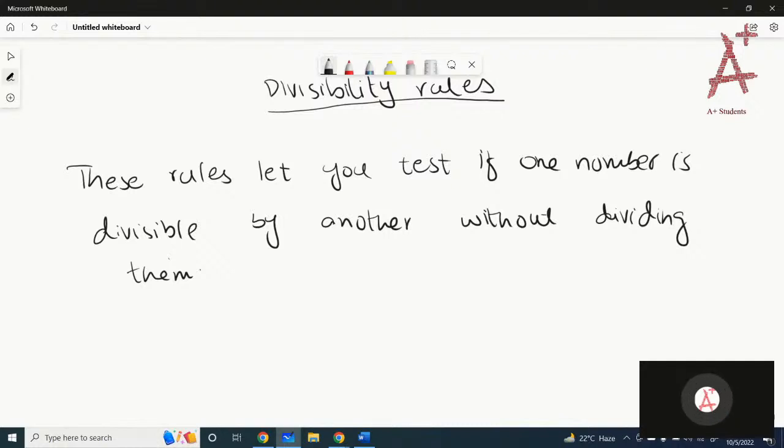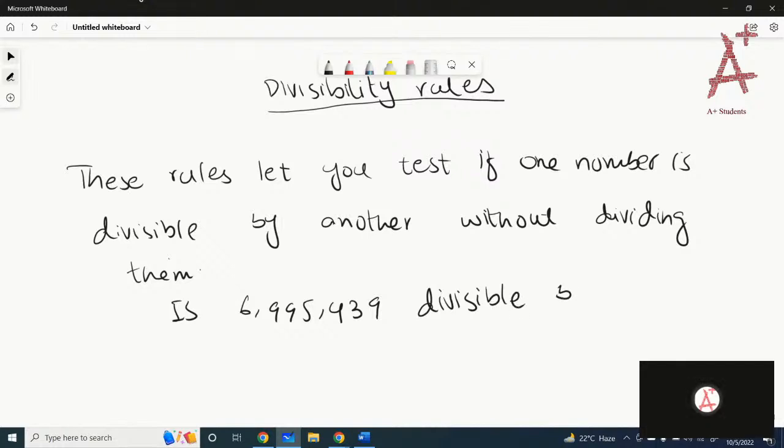Okay, let's start with examples so that you can know what you have to do actually. Let's start with an example. The first one is: is 6,995,439 divisible by 3? See, it's a long number in millions. When you divide by 3, probably if you are very good with tables, it will take 3 to 4 minutes. Got it? And if you're not good, then it will take 9 to 10 minutes. So you can know if it is divisible by 3 just by applying some rules.